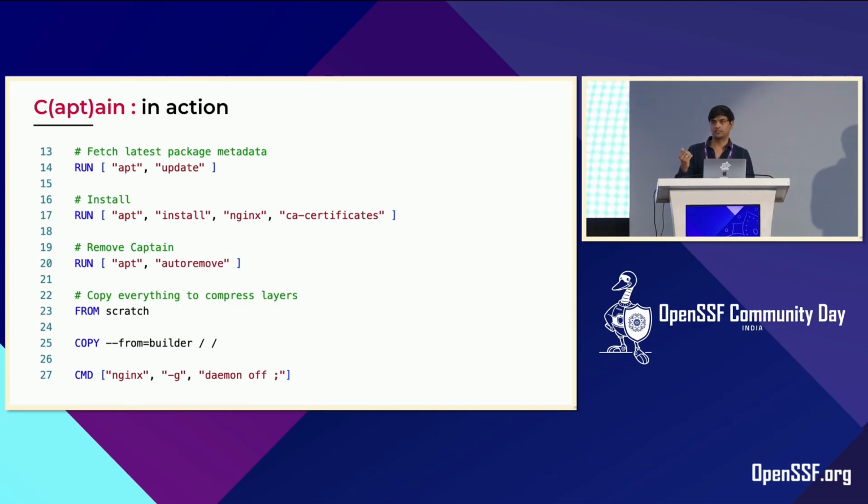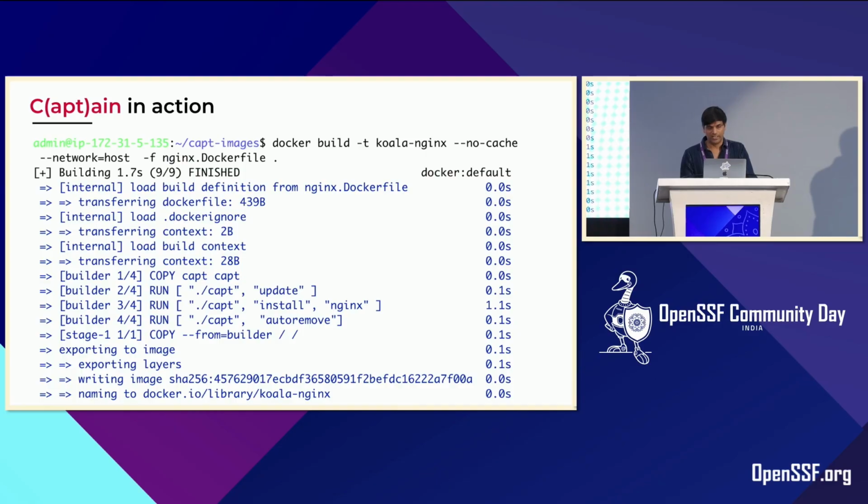That way, in the final container image, there is zero trace of the package management, zero footprint of package management in the final container. And finally, there are a few steps to copy and compress all the layers so that the final image is really minimal in nature. And yeah, this is Captain in action. We have built an nginx image using Captain, rebuilding all the packages required to install nginx, by rewriting all the maintainer scripts involved in those packages.